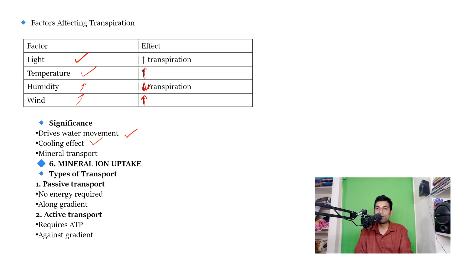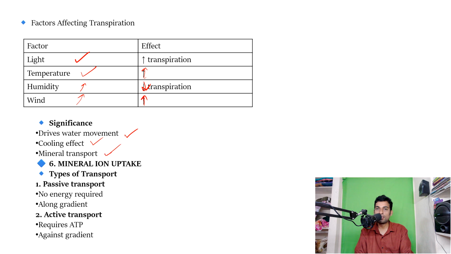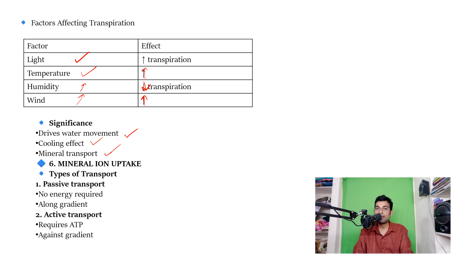Okay. What are the uses of transpiration? The significance of transpiration: it drives the water upward. So the plant gets water and minerals here. The second function is a cooling effect. It cools the plant from high temperature. The third function, as I already told you, is supporting mineral transport. The sixth point is mineral ion uptake.